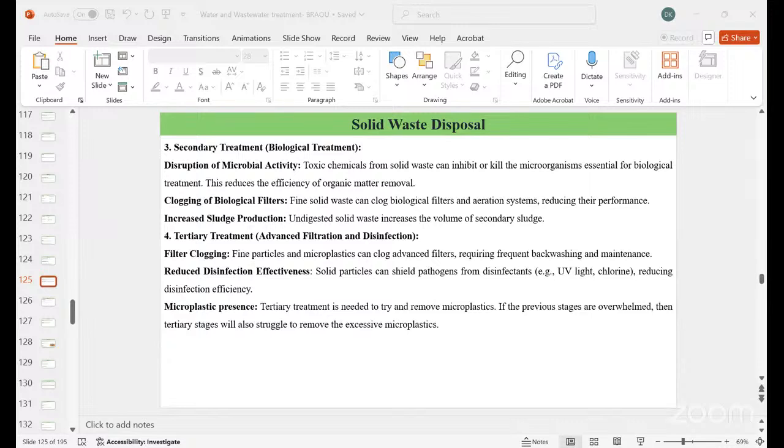And challenges in waste disposal. Solid waste disposal is the increasing waste generation, that is mainly due to the exponential growth in municipal solid waste and hazardous waste, and landfill limitations, mainly land scarcity, leachate contamination, and greenhouse gas emissions, and environmental pollution, mainly air, water, and soil contamination from improper disposal, and recycling and resource recovery through contaminated recyclable reuse.